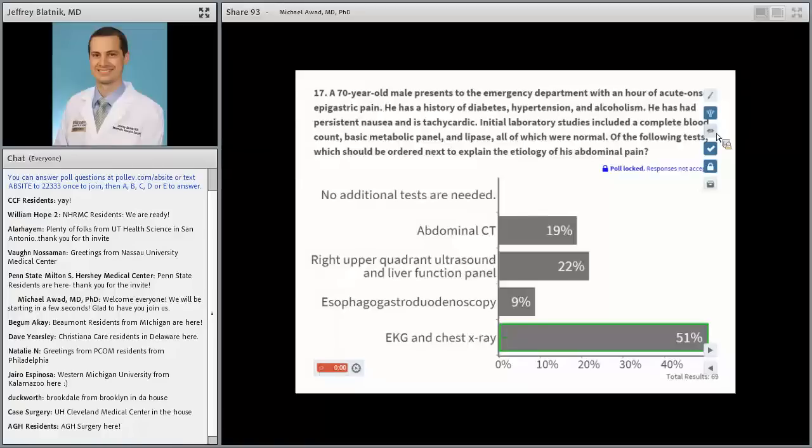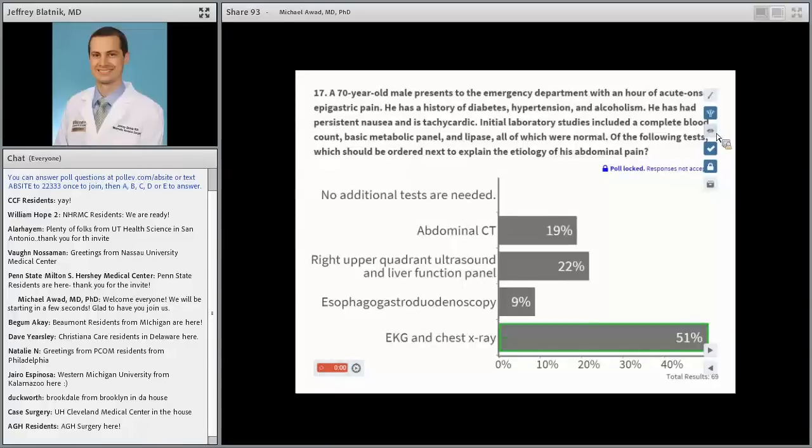So that's correct. I think what they're trying to get you to take away is all patients who present with epigastric pain may not necessarily be having an intra-abdominal process. And this patient who's got a history of diabetes, hypertension, alcoholism, and is 70 years old, you need to rule out other causes of epigastric pain, which could be cardiac or pulmonary, such as a pneumonia.